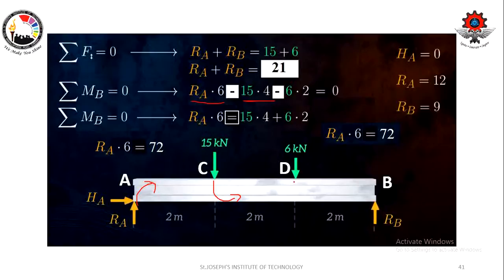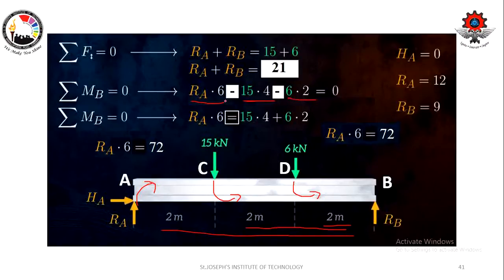Again this is going to make an anti-clockwise rotation, right? So 6 kilonewton into distance is 2. This would have made a distance of 4, and this RA made a distance of 6, right? Hope you understood. So 6 into 2, that is what we have written here.